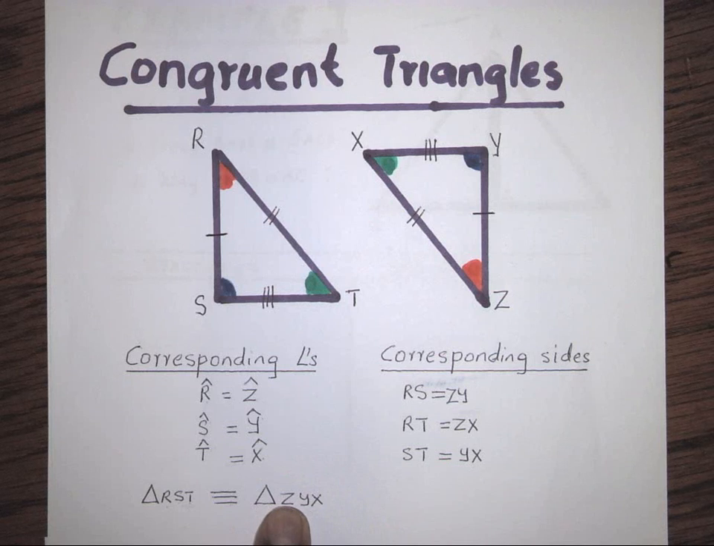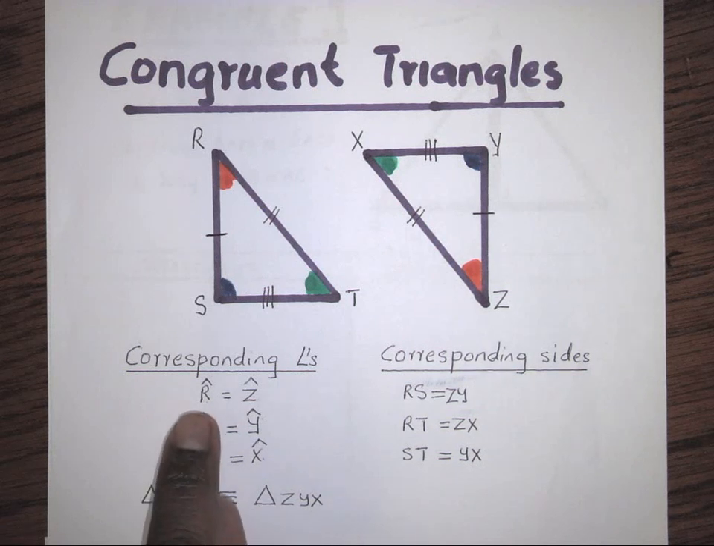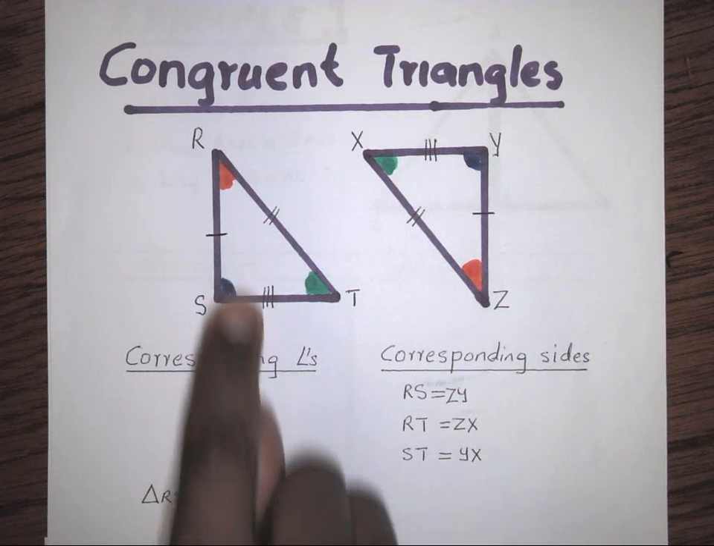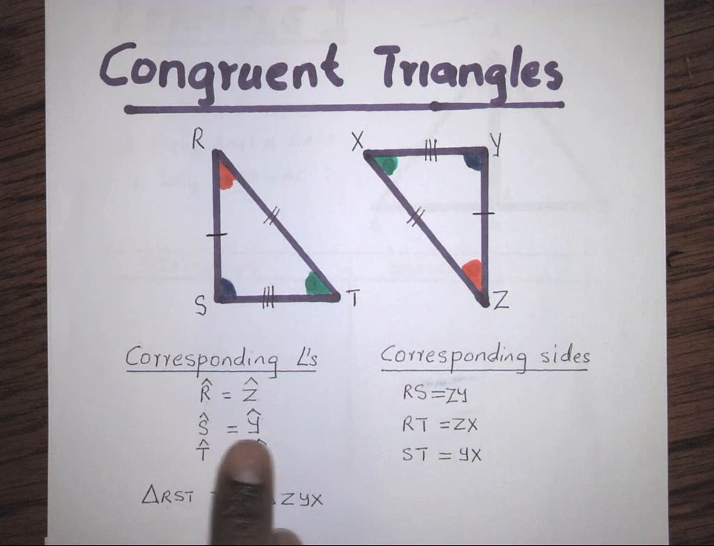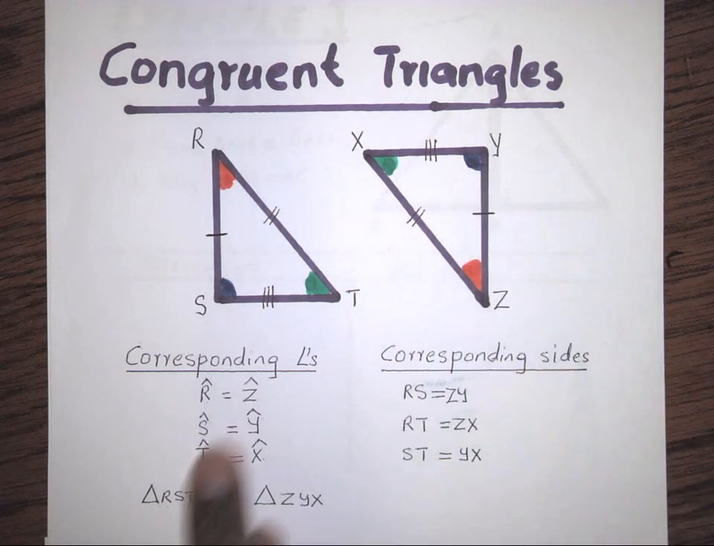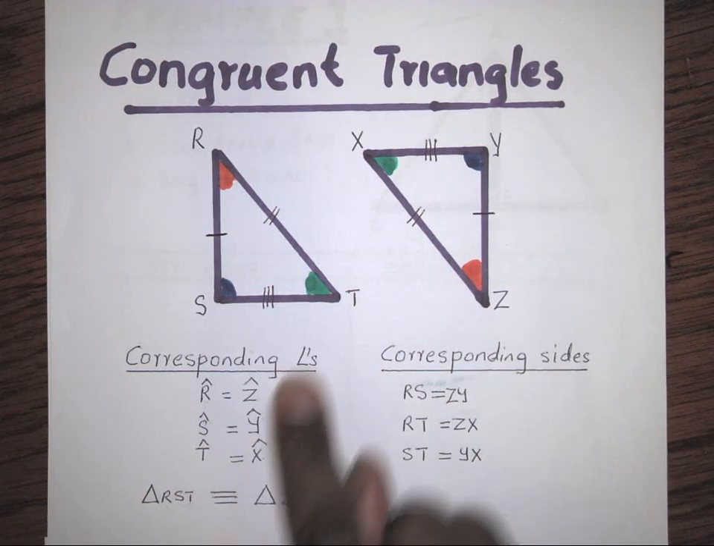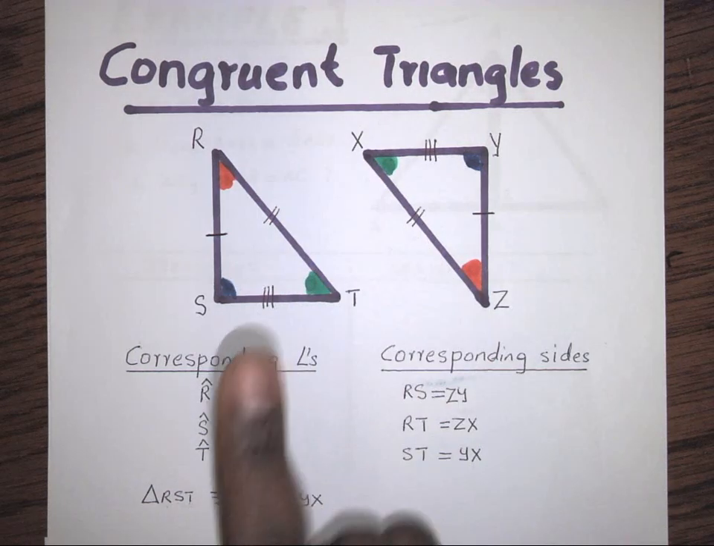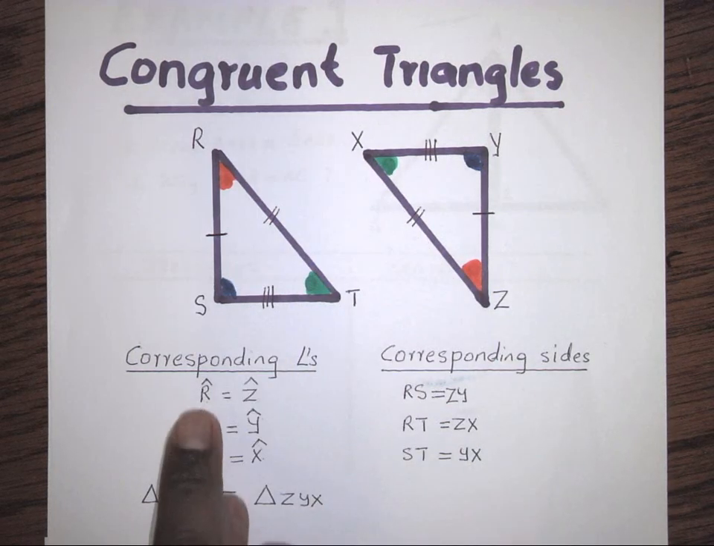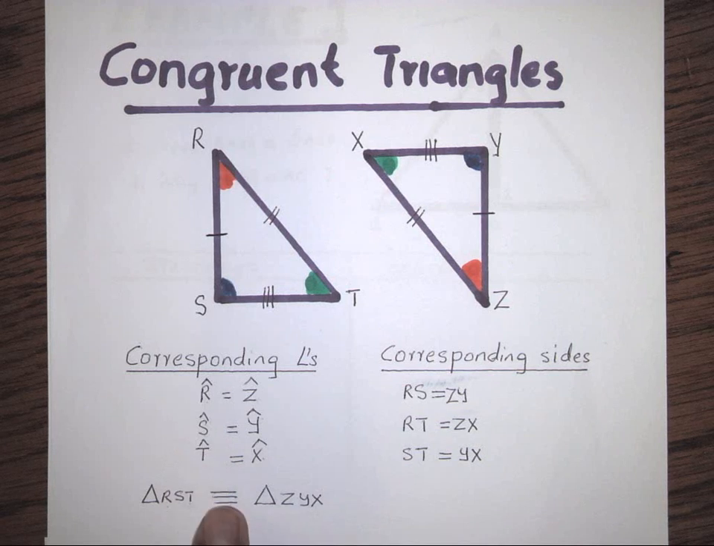Another thing which is important is the order of letters. Here I said angle R was equal to angle Z, as you can see in the diagram. Angle S equals angle Y, and angle T equals angle X. Therefore, triangle RST will be congruent to triangle ZYX. So see, I start with RST, then ZYX. Equal things, they follow each other.